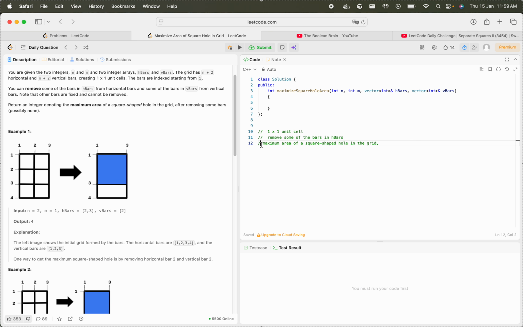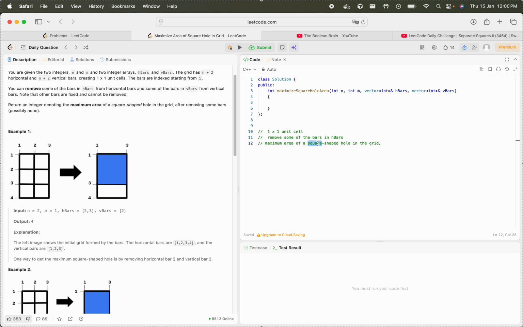Okay, carefully observe, we have to come up with a square shaped hole. It should be a square shape, not a rectangle. So this provides us with a very good hint. Each individual cell is one by one. That means there are all horizontal and vertical rows, and out of that we have to form a square.